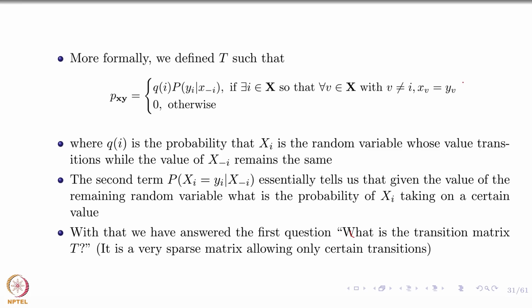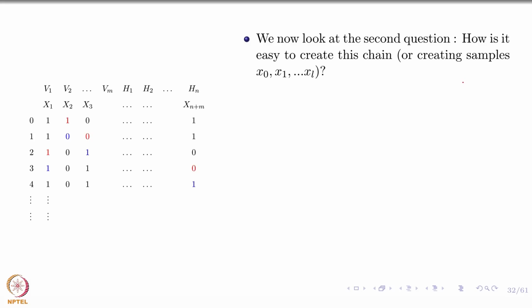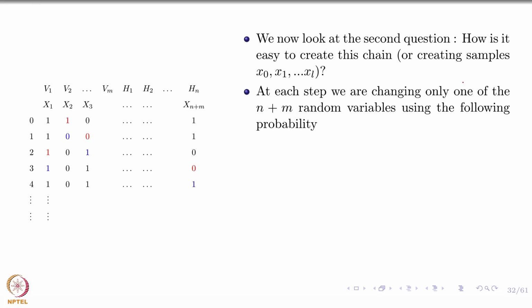Is that clear? Okay. Now we look at the second question, which was, how is it easy to create this chain? That means at every point, what's the computation that I need to do? I need to fix one variable, that's easy. Once I fix this variable, I need to compute that probability value. So what's the probability value that I need to compute? This one. That the ith variable takes on the value yi, given all the other random variables.